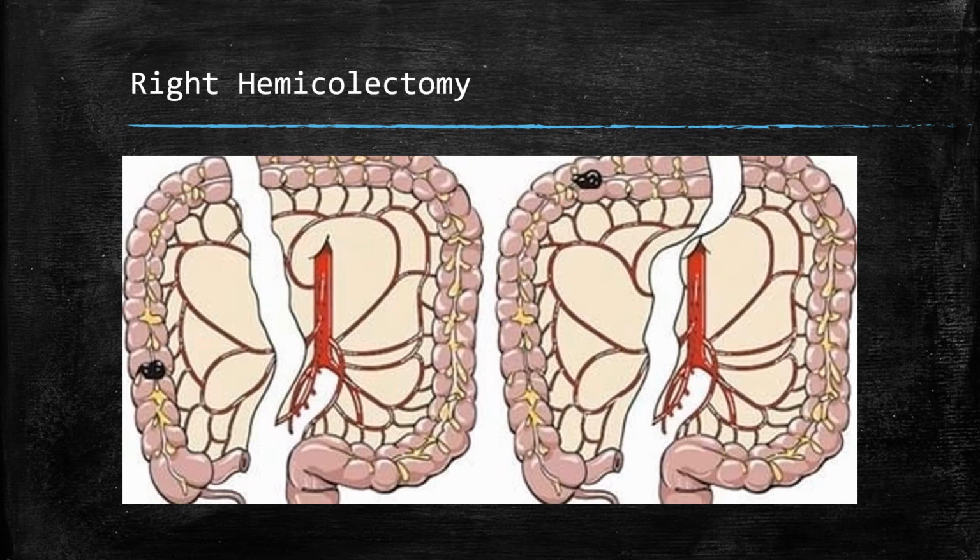For a lesion located at the hepatic flexure, the operation is slightly different. In this case, you're going to want to take the middle colic at its origin, so you'll get both the left and the right branches of the middle colic.